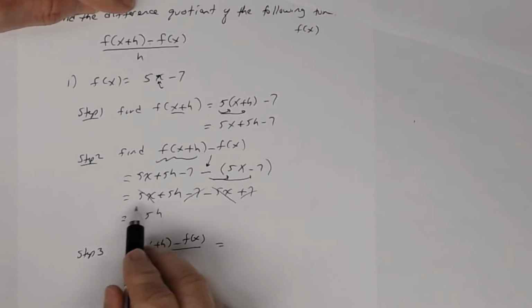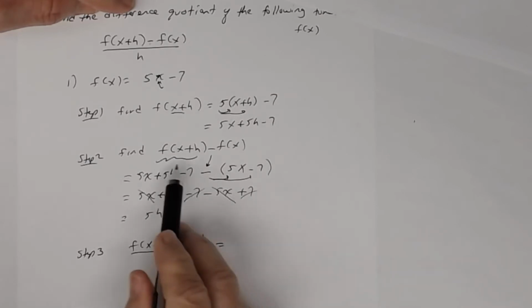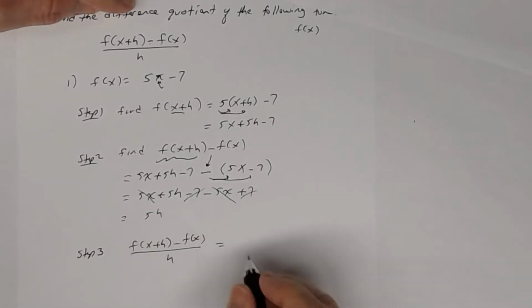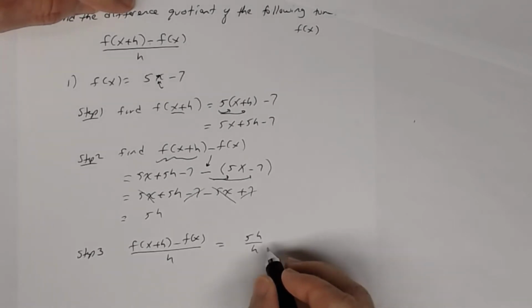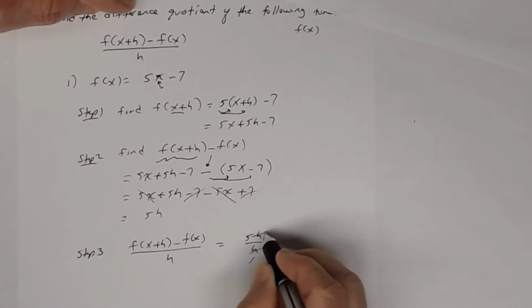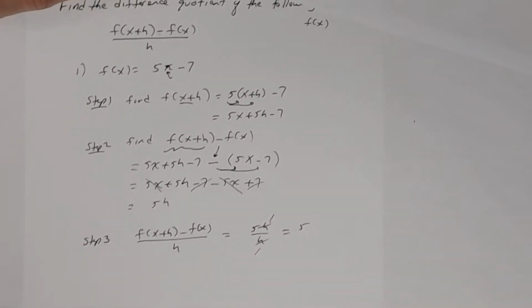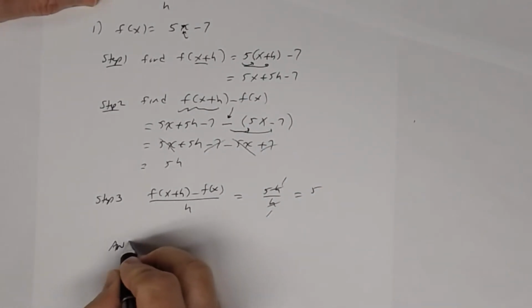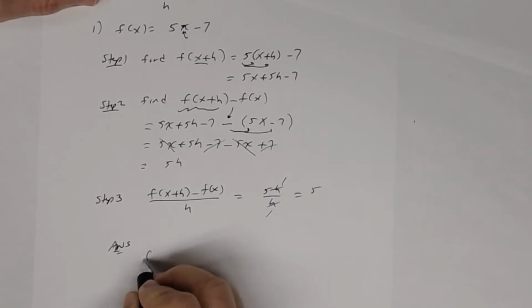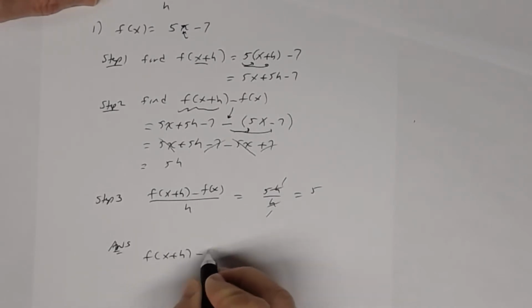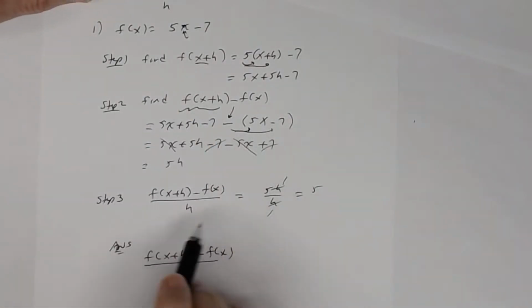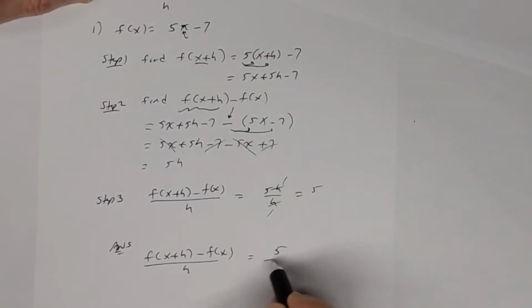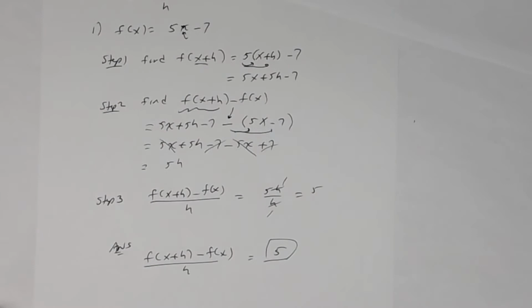And so you just found the numerator. The numerator is at step 2, right? This part is step 2. So that's 5h. You're going to divide that by h and then reduce. The h's divide out, and you get 5. So you found your answer. The difference quotient for f of x, for this function right here, is just equal to 5. All right, that's all you do.